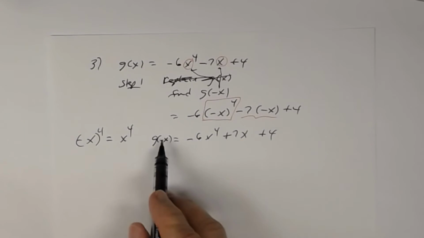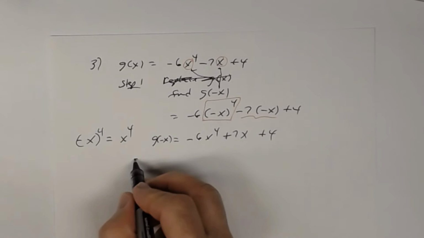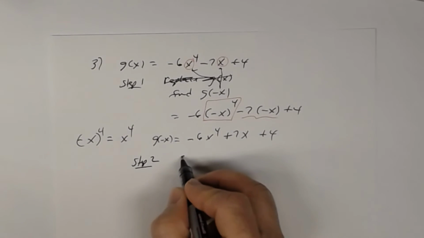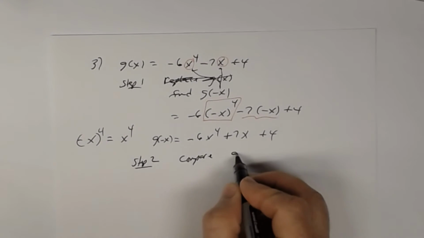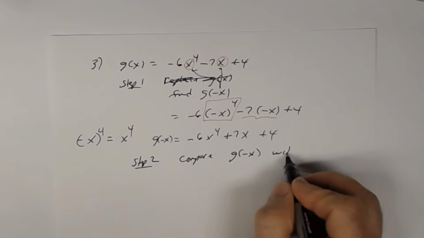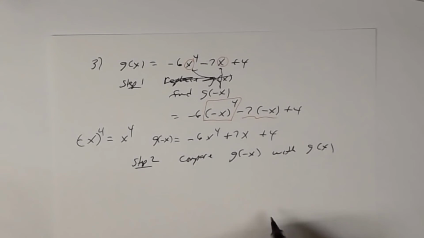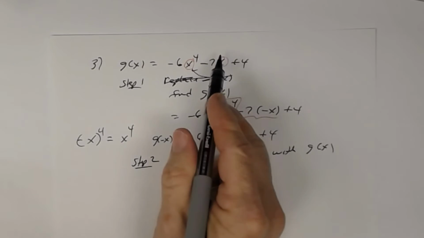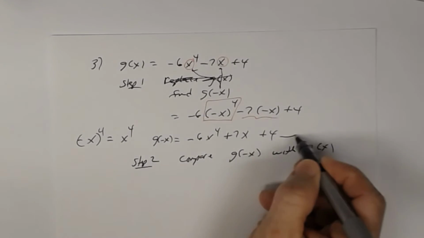So that's what we just found. We just found g of negative x. Now, step 2 is to compare. Compare g of negative x with g of x. Compare what you just found with the original. That's what you're doing. You're comparing with the original.